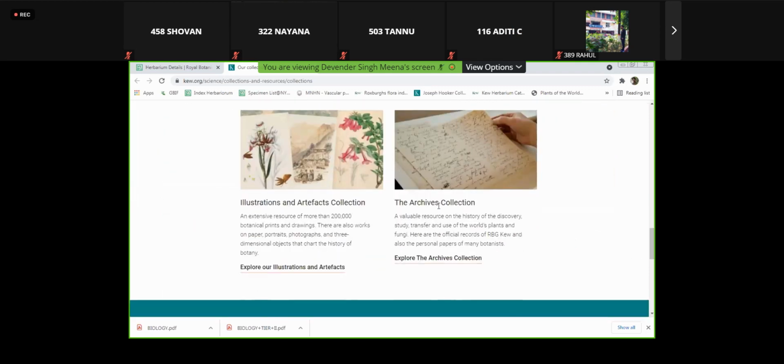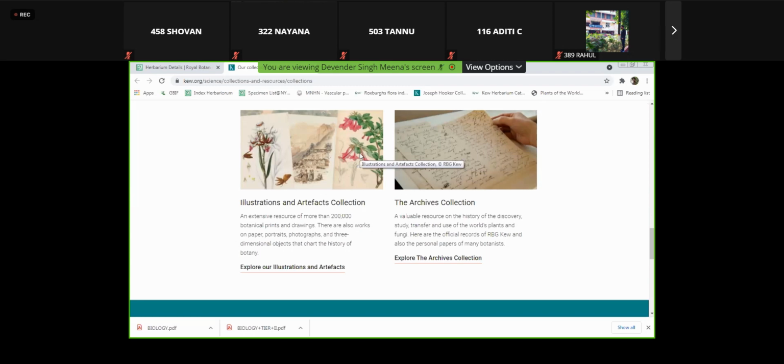So see, this is the illustration and artifact collection. They have an archive collection, where you can get all those letters which I'm talking about. Okay, and these types of illustrations they used to make at that time when there was no camera available. So they used to draw the entire plant, and they used to send that painting or drawing to the expert, whether in England or in Australia or somewhere else. And that postal service was also run by the ship postal department of Britain.